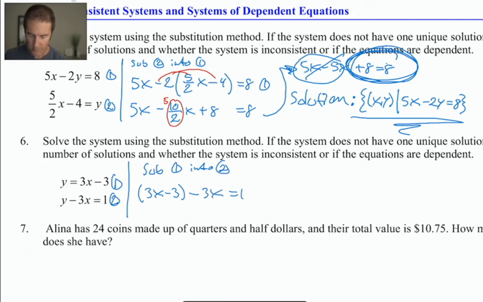And those parentheses aren't really doing anything for us, so we can combine like terms right away. And notice that this 3x minus this 3x, those cancel out, leaving us with a statement that says negative 3 equals 1.